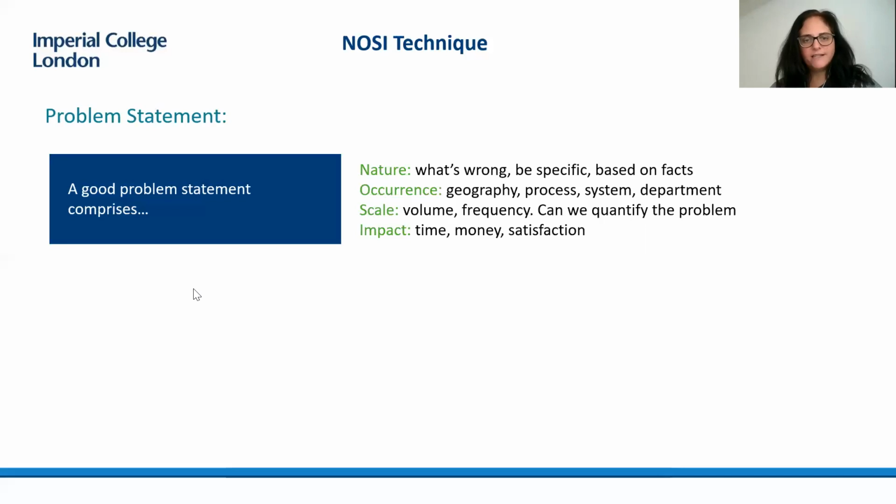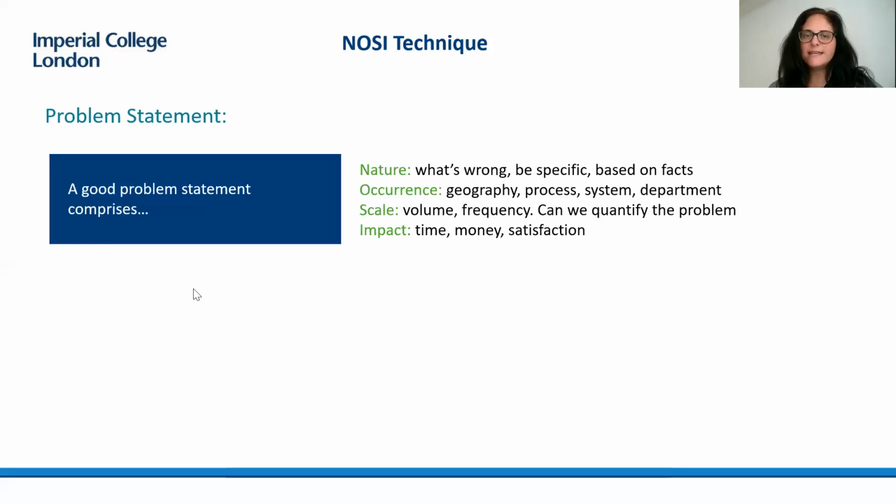Then ask yourself, what is the scale of the problem? So how often does it occur? What volumes are we talking about? Can you quantify it in terms of money or numbers? What is the frequency? Does it occur monthly? Is it weekly? Is it yearly? Start getting specific and asking yourselves this detail of question.